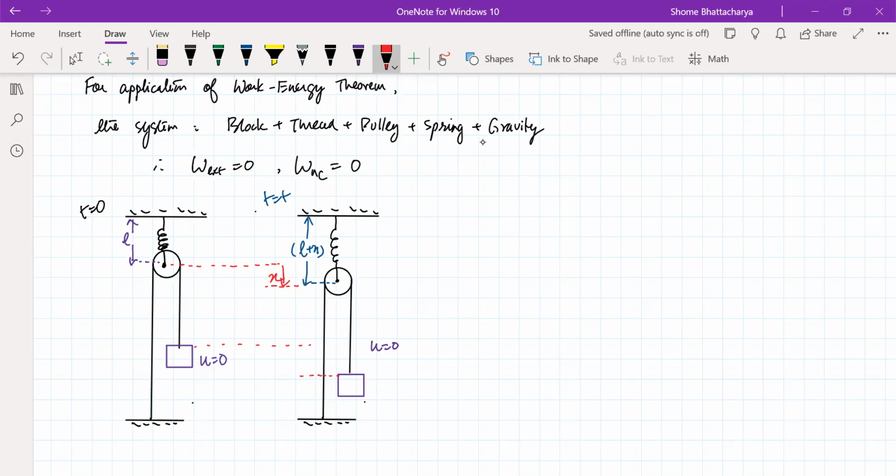You can see that if the pulley shifts by x, it will release 2x amount of thread. So the block would have shifted down s, which will be equal to 2x. That is our first equation. This is a constraint relation. So this becomes something very important over here.